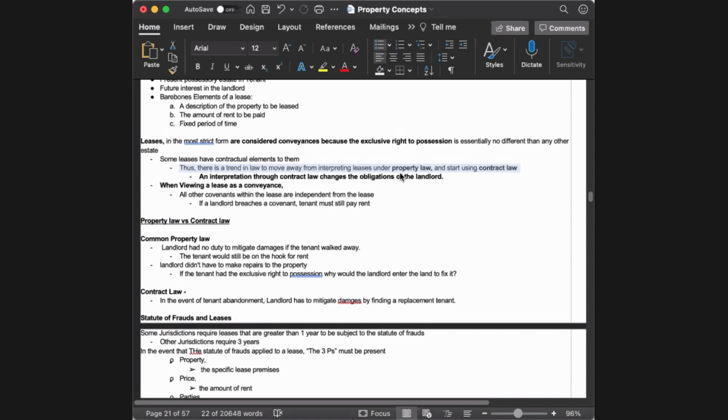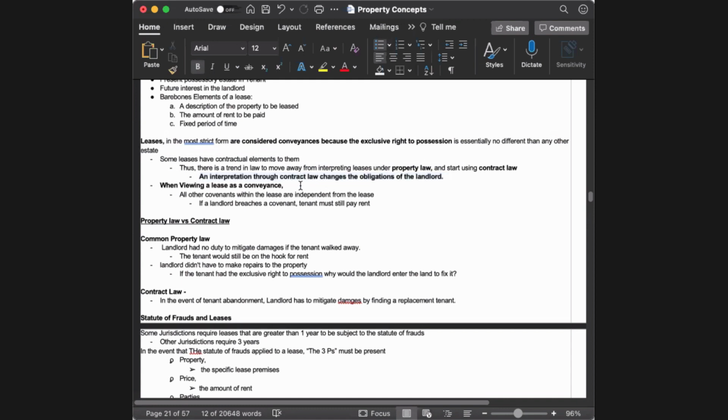And so there are courts that take a different spin to leases than a normal contract law court might. An interpretation through contract law changes the obligations of the landlord. So this is just something to be aware of, is that contract law does apply. This doesn't mean that you have to take double notes in your contracts classes. This is just something that contract law in this instance could apply.